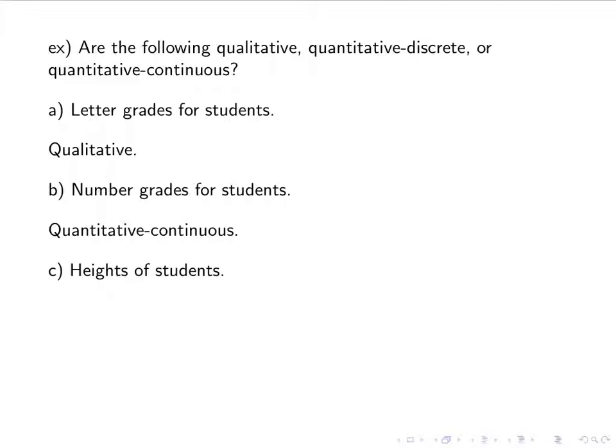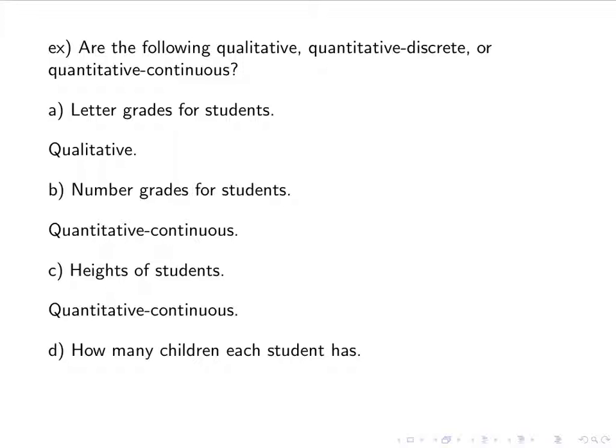The heights of students. Again, I mentioned it earlier, this is continuous, and again, it's quantitative. Quantitative because we are measuring something, and it's continuous because it can be anything in the range of 0 to realistically 7.5 feet, right? It can be higher than that, but it can be anything in that range.